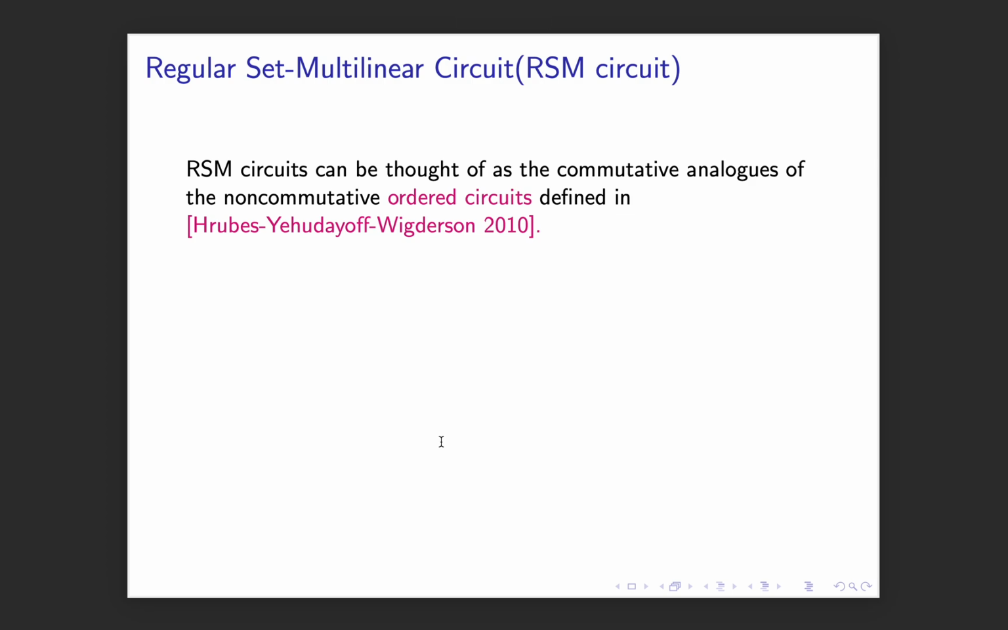Let me define the regular set-multilinear circuit, which will be abbreviated as RSM circuit throughout the talk. Now, the RSM circuits can be thought of as a commutative analogue of the non-commutative ordered circuits defined by Hrubes, Yehudayoff, and Wigderson in 2010. Now, the RSM circuit is a subclass of the set-multilinear circuits.